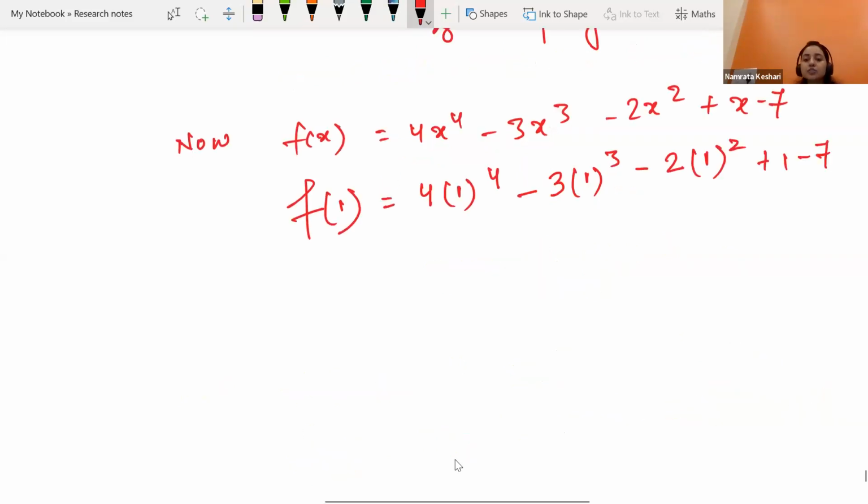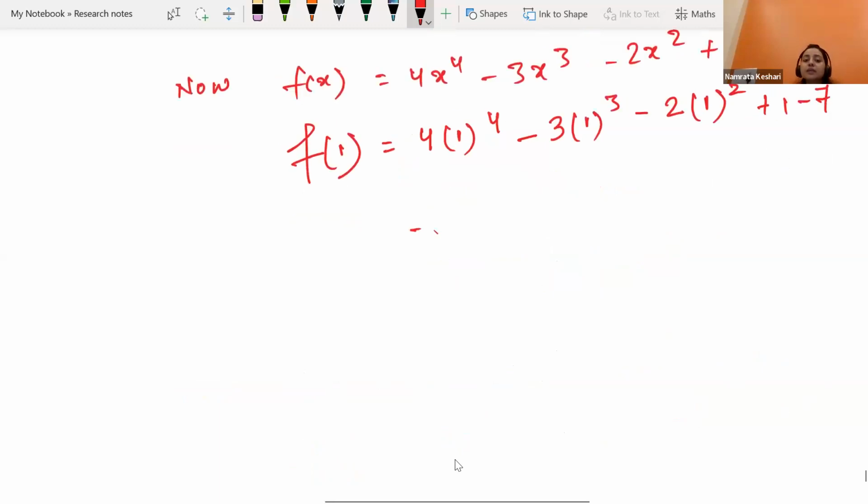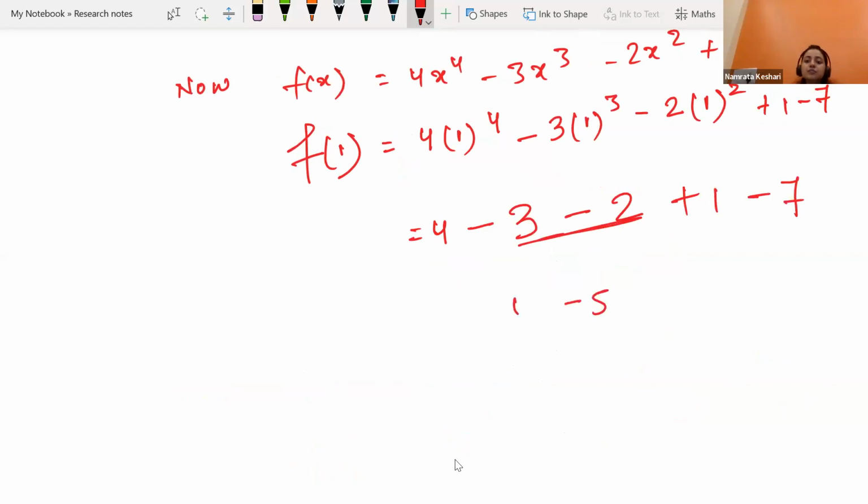Let's do the calculation. Directly we will be getting the remainder. Remainder theorem says that from the divisor, take out the x value, substitute it in the dividend. Directly you will be getting the remainder. Okay? 4 minus 3 minus 2 plus 1 minus 7. Minus 5. 4 minus 5 is negative 1, plus 1, minus 7. So here we are getting the remainder directly as minus 7.